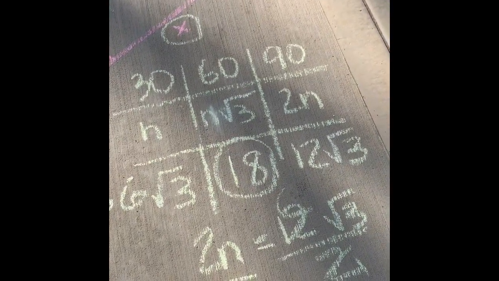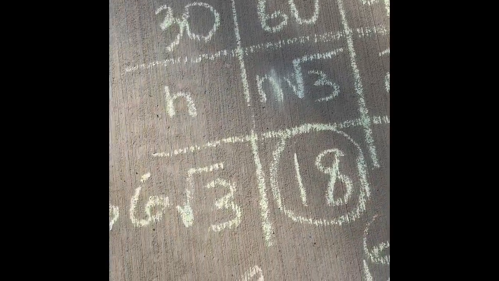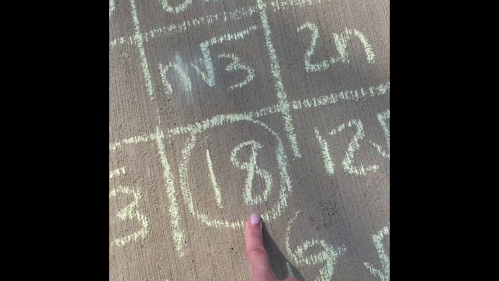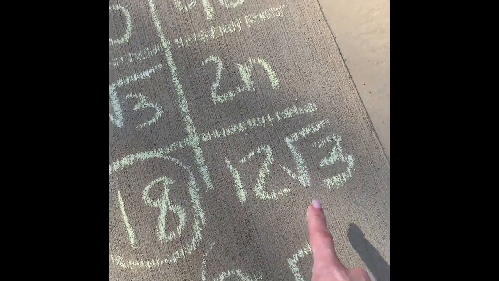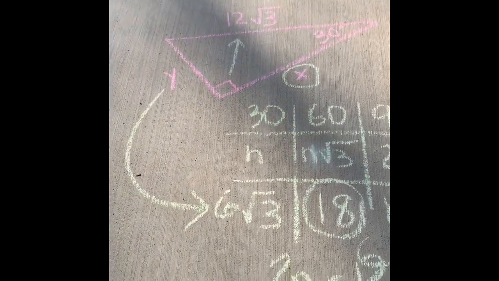And guess what? If you plugged this in to the Pythagorean theorem, 6 square root of 3 squared plus 18 squared would equal 12 square root of 3 squared. All right, there you go.